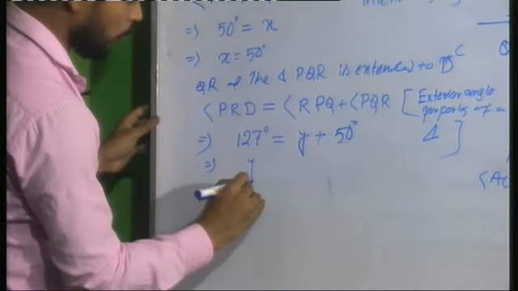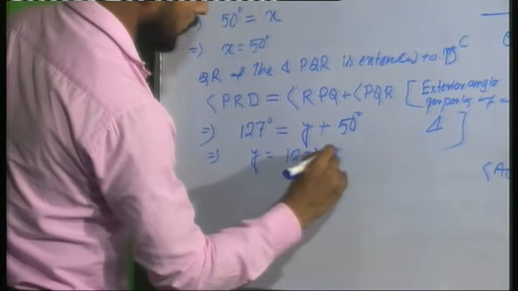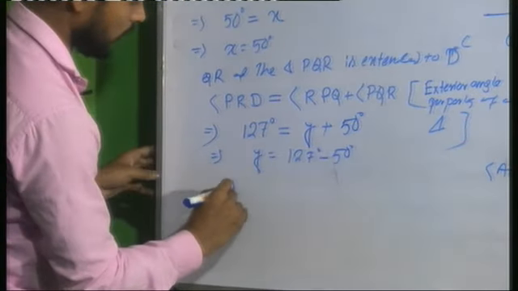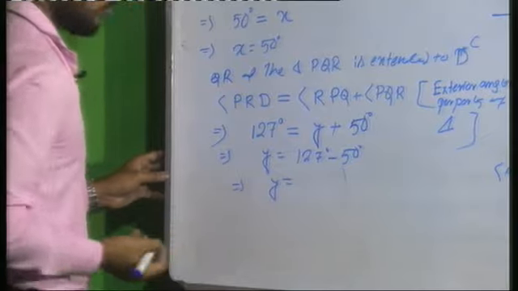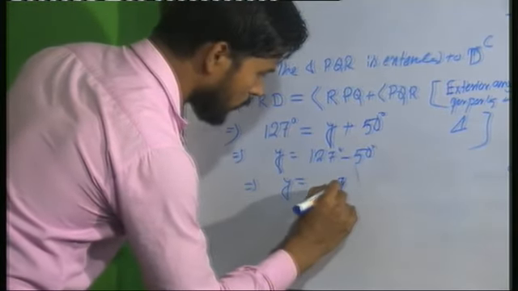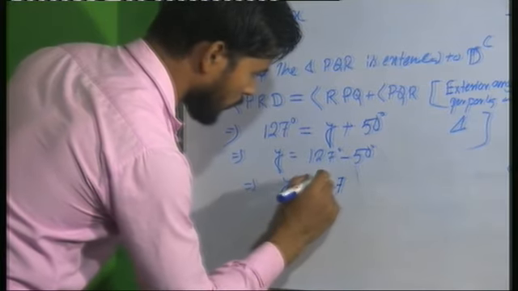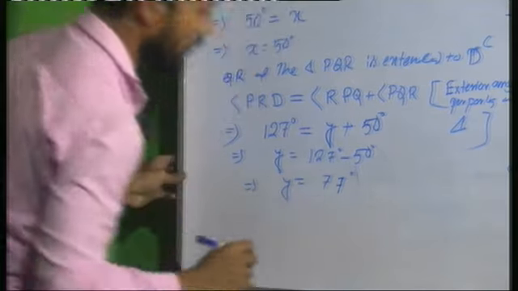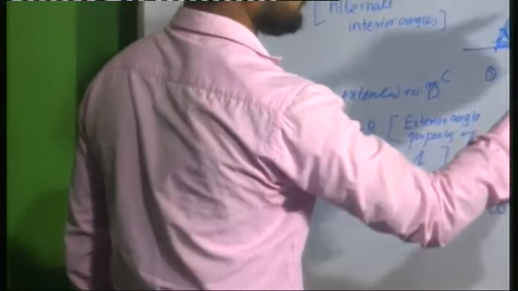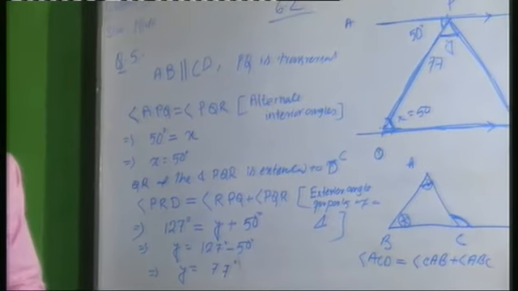That means y will be equal to 127 degrees minus 50 degrees. So y is equal to 127 minus 50, and that is equal to 77. So it is 77 degrees. So the value of y is equal to 77 degrees.